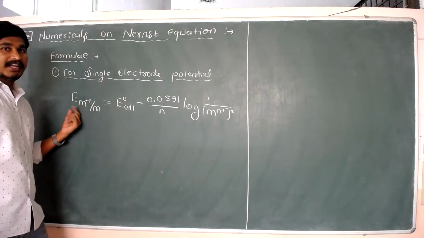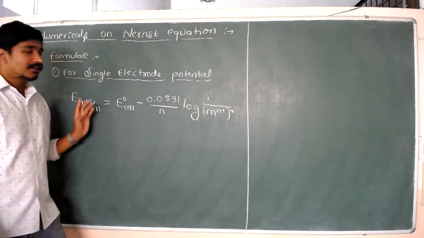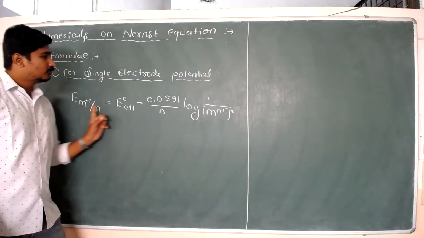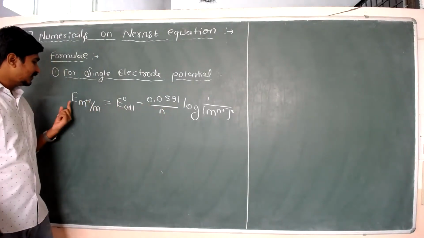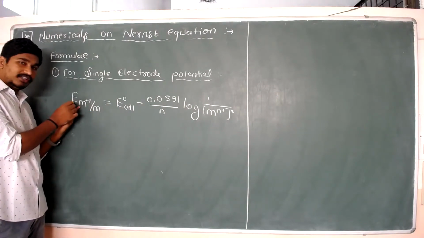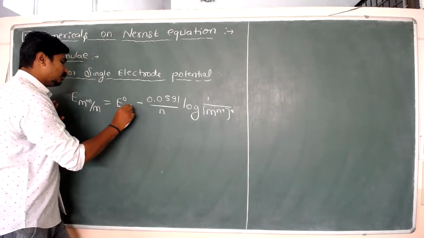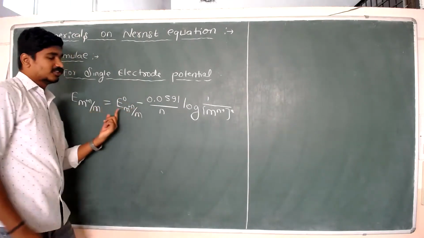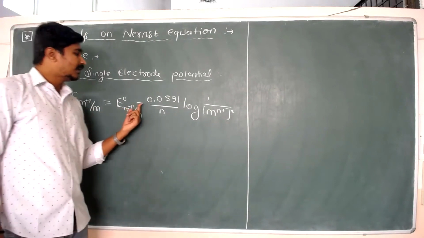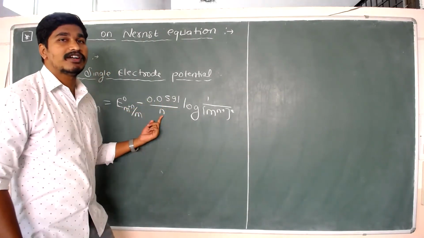M is the metal. Any metal he will give, zinc, copper, silver, whatever may be the metal. If he is asking for the electrode potential for the half cell, you have to use this Nernst equation. That is, E of the reduction potential of the given metal is equal to E naught, the standard reduction potential for the same metal, minus 0.0591 by n. N means the number of electrons involved in the reaction.